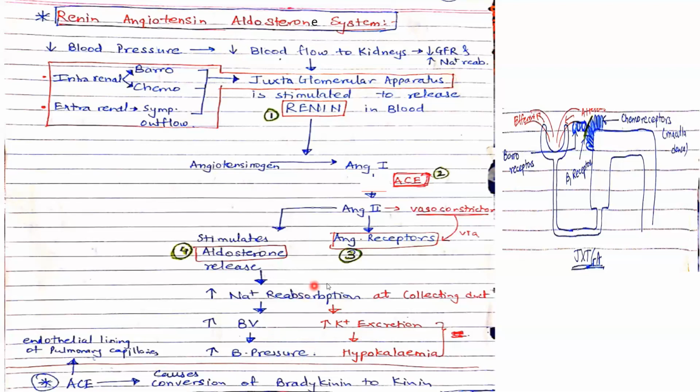Okay. So these are the effects of angiotensin. One effect, vasoconstriction, other effect, stimulate aldosterone release. Ultimately, everything is going to increase your blood pressure. And the third effect, which is written here, is of the angiotensin converting enzyme. What it does is it causes conversion of bradykinin to kinin. Bradykinin, how this is important, we will learn when we discuss the drugs.